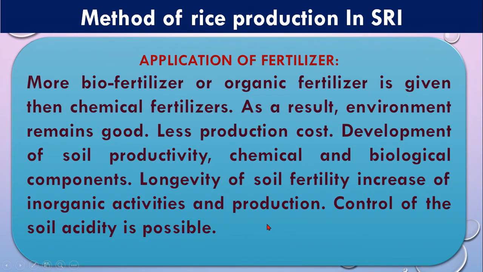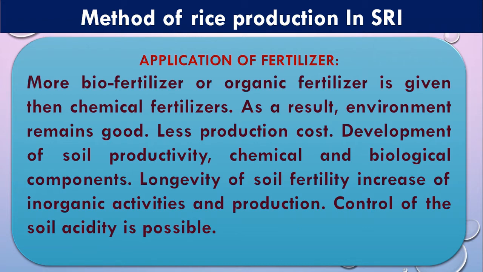Application of fertilizer. In this method, biofertilizer or organic fertilizer is applied rather than chemical fertilizer. Scientists say do not try to apply chemical fertilizer, try to apply biofertilizer or organic fertilizer, because this is environment friendly and less production cost as well, and soil productivity will be developed where chemical and biological components are less applied. That is why fertility will be increased, longevity of soil fertility, increase of inorganic activities and production, control of the soil acidity is possible.